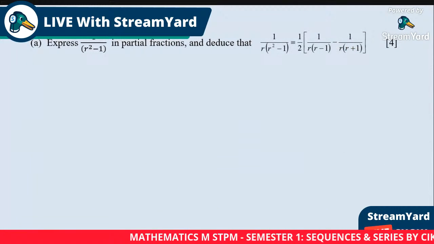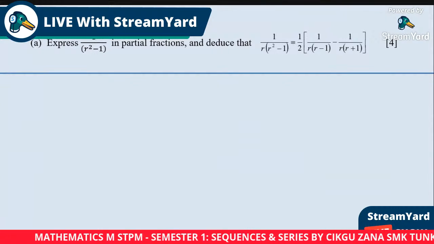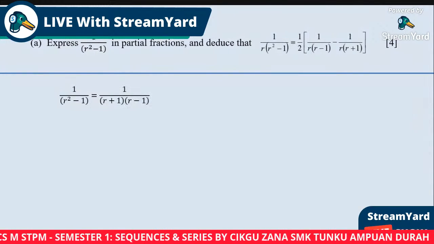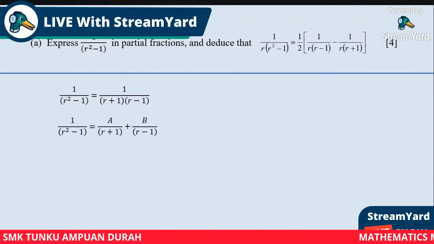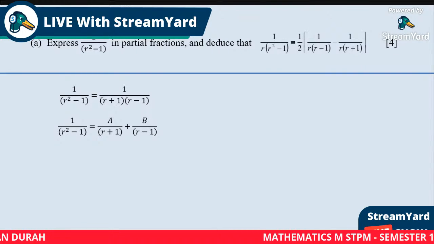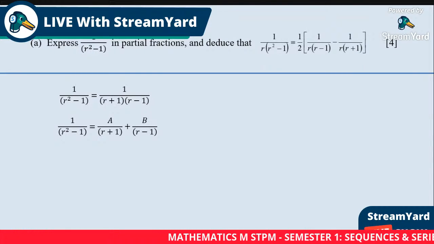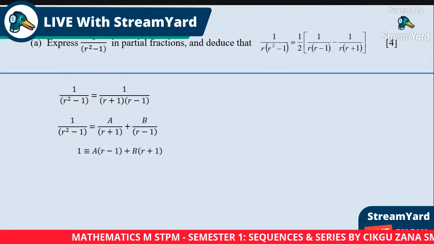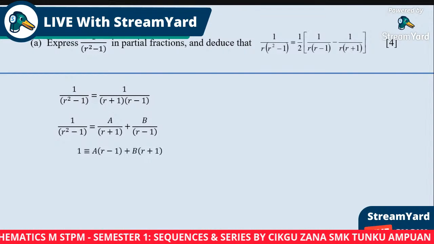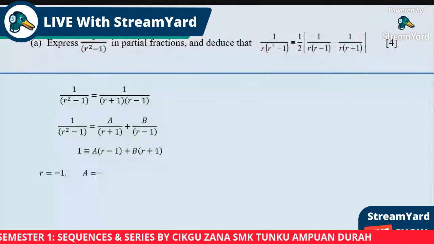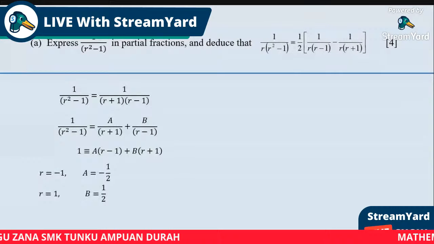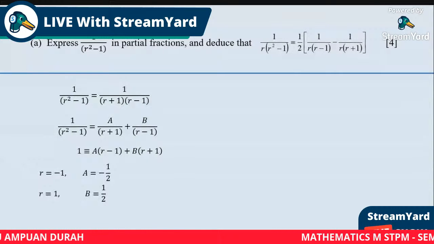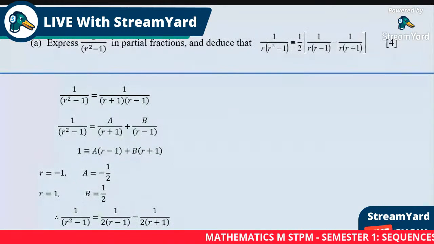Okay, partial fraction, there's no problem. Most of you managed to get the partial fraction. Just factorize it: 1 over (r plus 1)(r minus 1). So these are distinct linear factors. So the partial fraction is A over r plus 1 plus B over r minus 1. Multiplying both sides by r squared minus 1, you have 1 equals A(r minus 1) plus B(r plus 1). When r is negative 1, A is negative half. When r is 1, B is half. So most of you got it correct, yeah? Conclude, yes? Conclude, therefore.